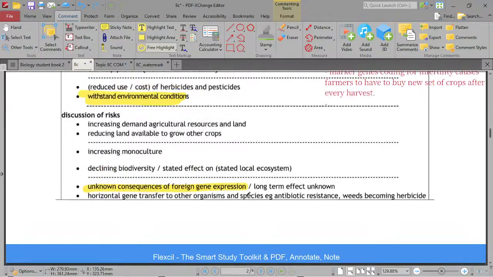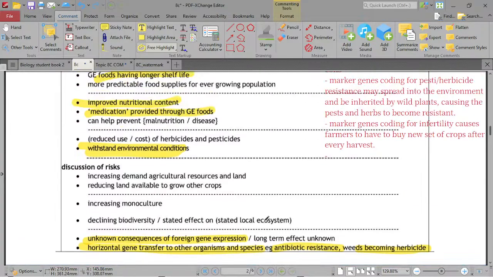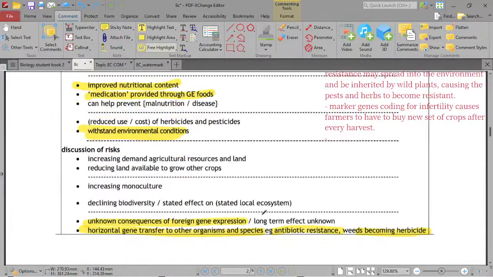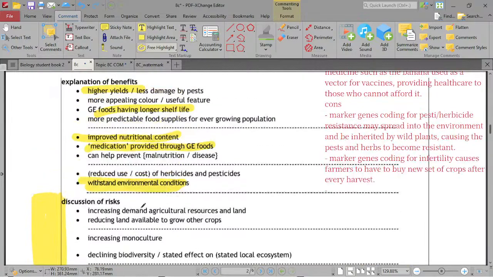I think this is what I was talking about. Horizontal gene transfer to other organisms and species, aka antibiotic resistance, weeds becoming herbicide resistant. Okay, so I need to learn about these risks more because they're not great. I didn't do too well on them, especially the ones that I did know. This one, we can get rid of because I didn't actually write that.